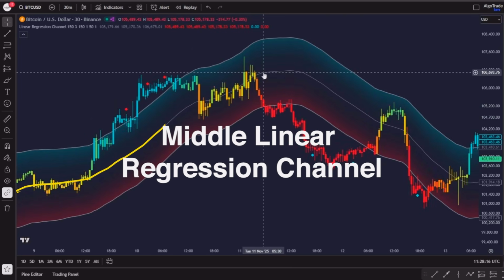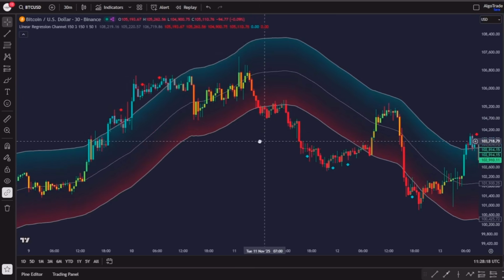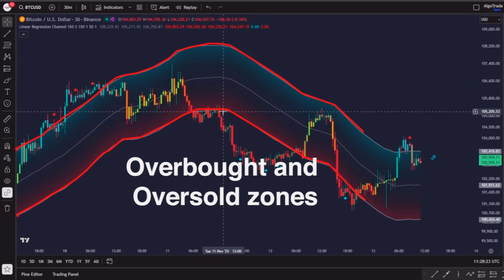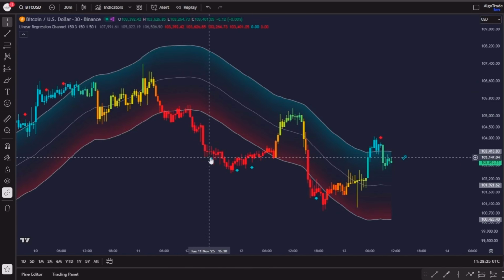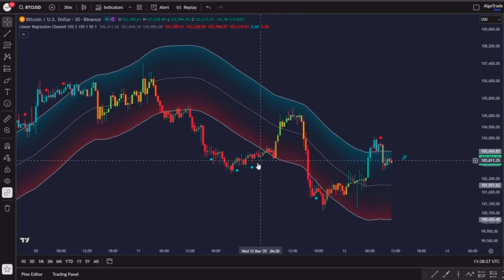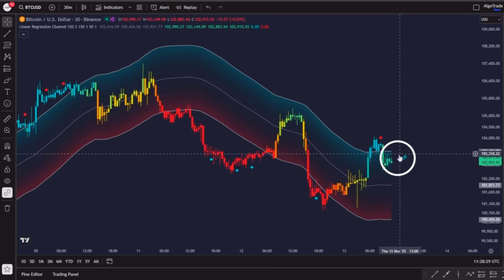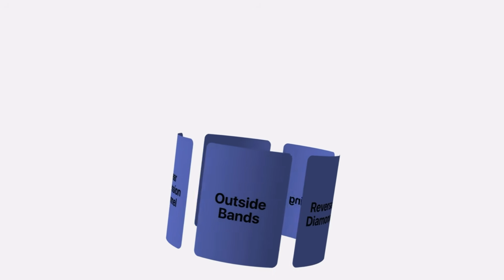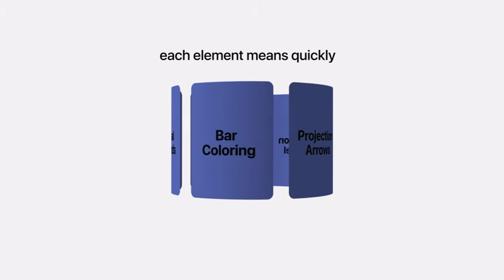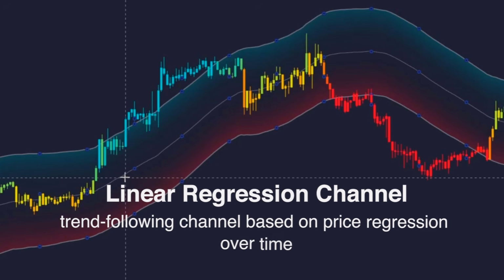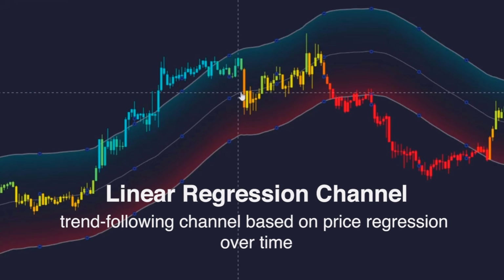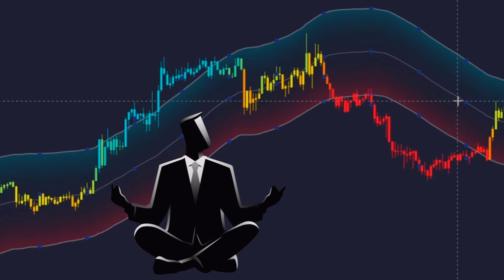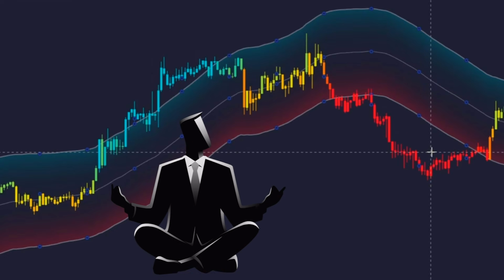A middle linear regression channel showing trend direction, two outside bands showing overbought and oversold zones, and optional visual tools like colored candles, reversal diamonds, and future forecast arrows. Let me explain what each element means quickly. The linear regression channel is a trend-following channel based on price regression over time. It helps you visualize the major market direction.